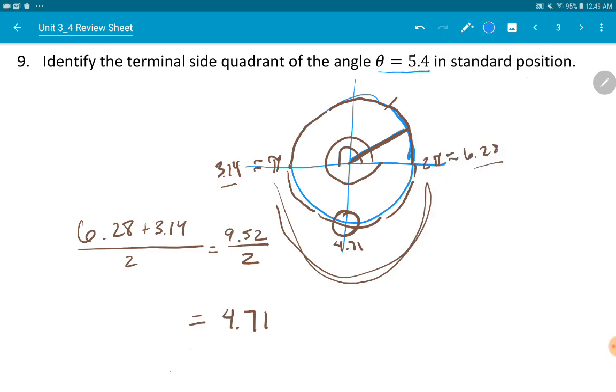So 5.4 must be around here. So 5 is about here. It's about here, about 5.4. So this angle is about 5.4 radians.